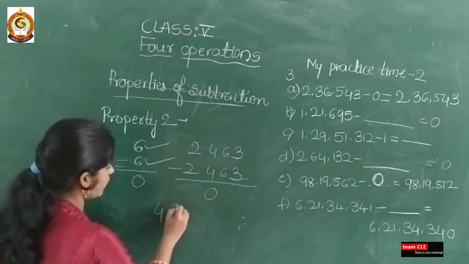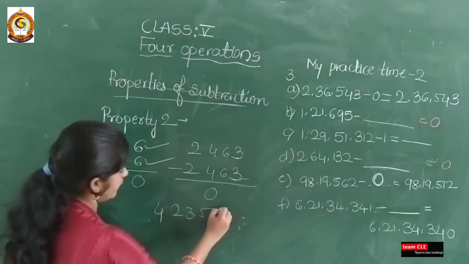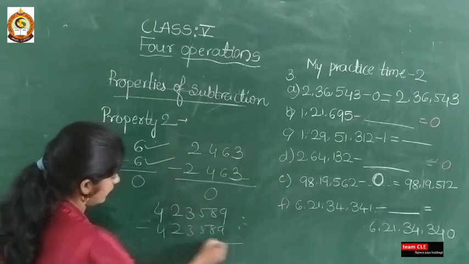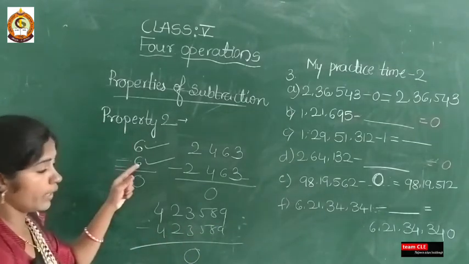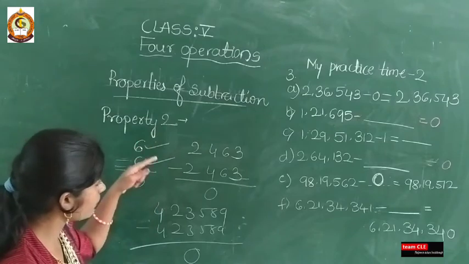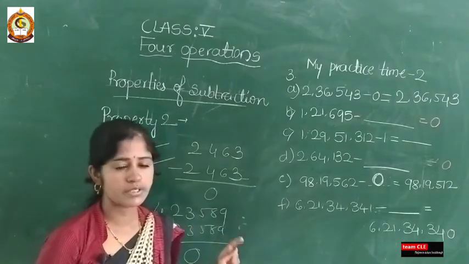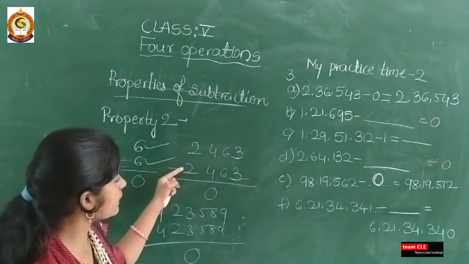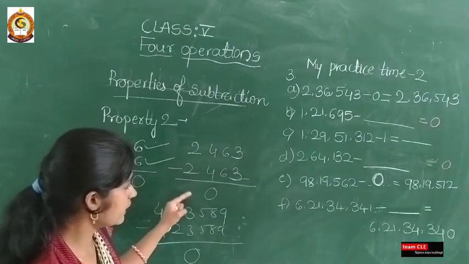For example, 4,23,589 minus 4,23,589. Its answer is 0. When a number is subtracted from itself, the difference is 0. I hope you are getting my point. When a number is subtracted from the number itself, the difference is 0.